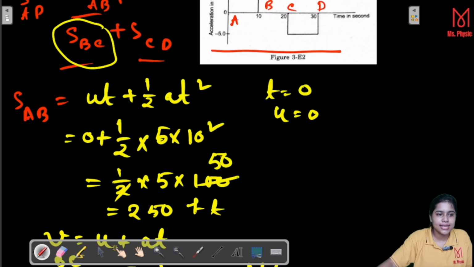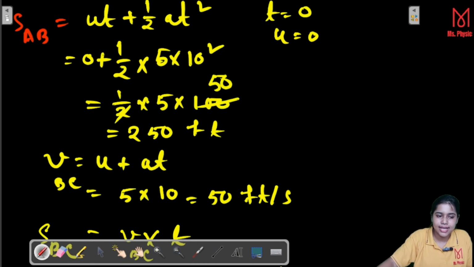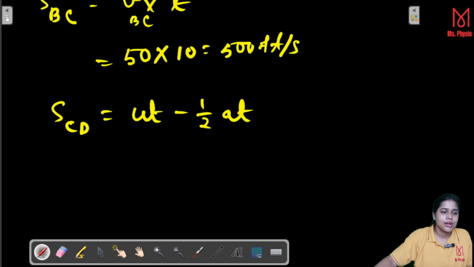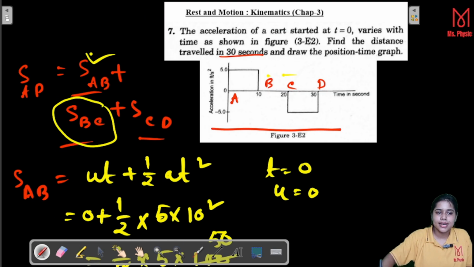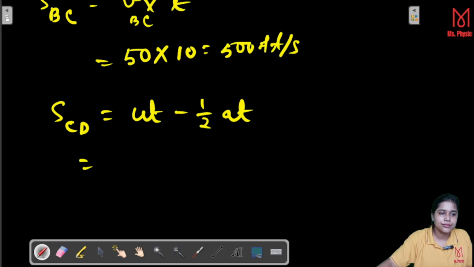Okay. Here you see that a is negative. Now for this SCD, we can consider that u is 50, since we know the value. Why? Because the velocity at B will be the same at C also. So that's why u will again be 50. Time t will be 10.